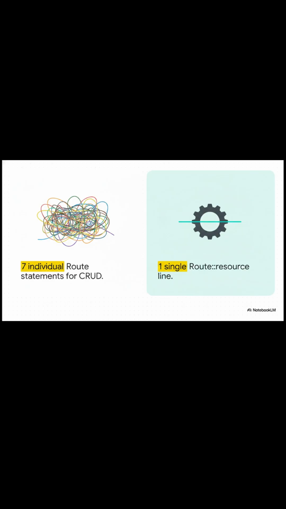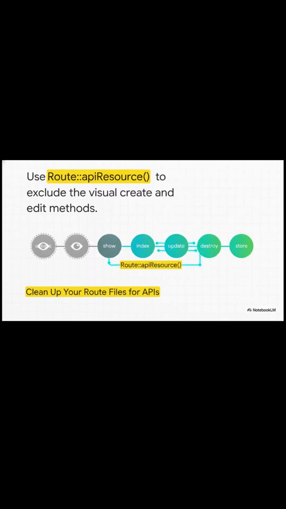How cool is that? But wait, what if you're building an API? Well, utilizing the API resource method automatically trims things down to just the 5 essential endpoints. Because think about it, an API doesn't need to serve a visual HTML page for creating or editing data, right? It just accepts raw data payloads. The amazing part is that you can actually reuse the exact same business logic classes across your web and API controllers. The only thing that changes is the response format and using the API resource method instead of the standard resource method in your routes file.